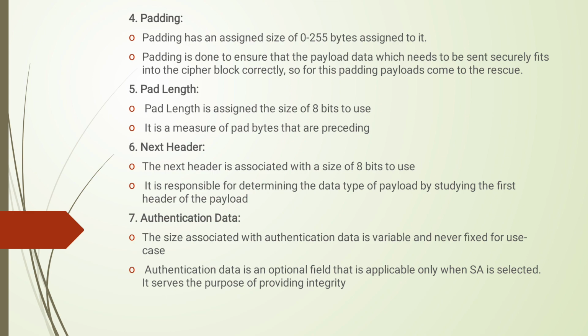Next one is authentication data. The size associated with authentication data is variable and never fixed for use case. Authentication data is an optional field that is applicable only when SA is selected. It serves the purpose of providing integrity. The ESP authentication contains the authentication data field which holds the integrity check value, that is ICV, and a message authentication code for verifying both the sender's identity and the message's integrity. The ICV is calculated with respect to the ESP header, the payload data, and the ESP trailer.